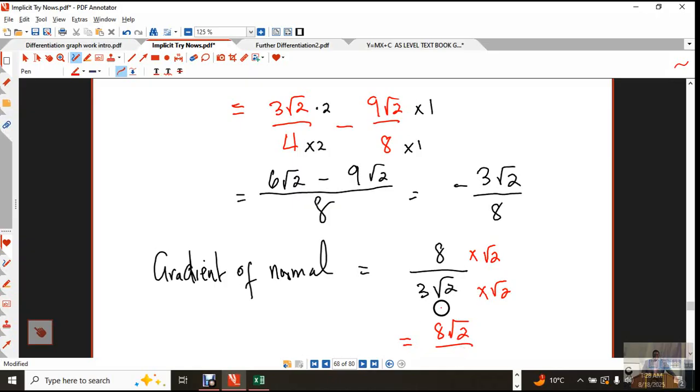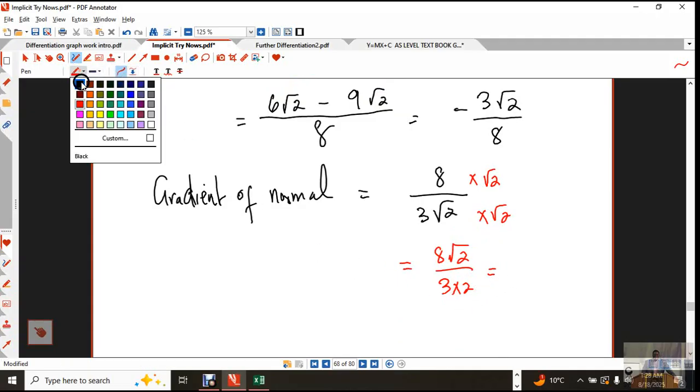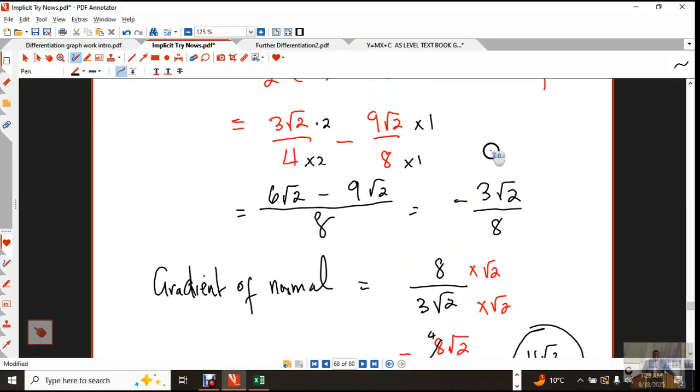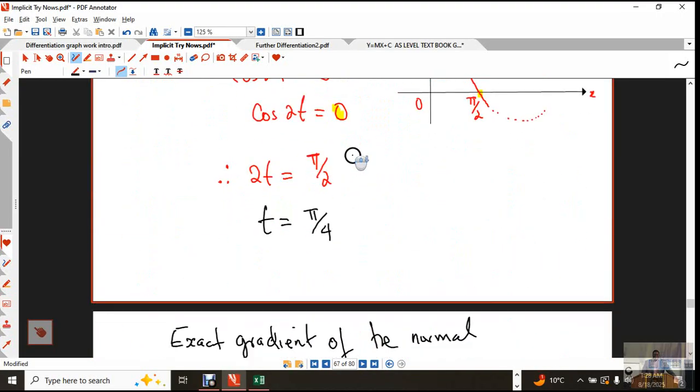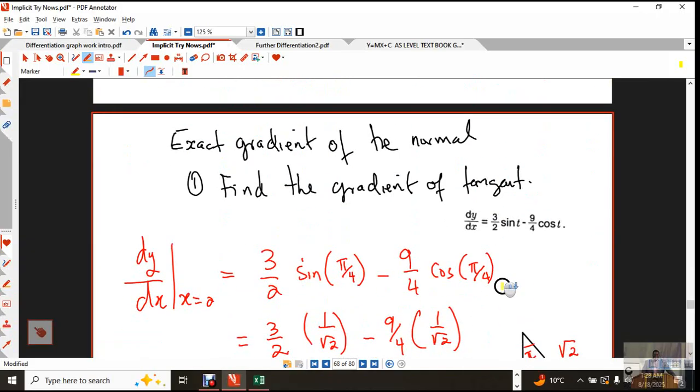Okay, now remember that root 2 times root 2 is just 2, so this here will become 3 times 2, which is nothing but, if you were to look at it, you're going to get this 2, okay, goes in itself once, it goes here 4 times, so at the end of the day it's 4 root 2 over 3. So this is the gradient of the normal. Okay, that's what they were looking for at the end of the day. They just said, find the exact gradient of the normal to the curve, and that is all. Right, and that is the exact gradient.